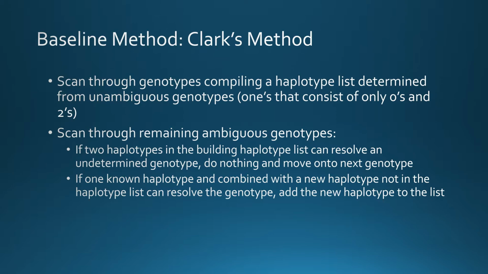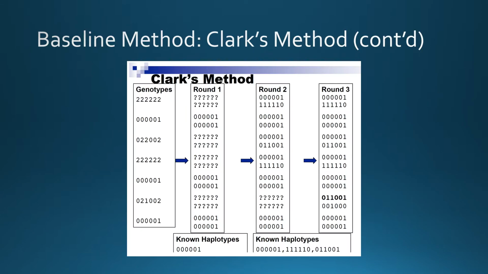If one of the known haplotypes, combined with a new haplotype that's not in the haplotype list, can resolve the genotype, then we add that new haplotype to the list. Iterating through this, we can find a list of haplotypes that correspond to the input genotypes. This is a more visual breakdown of how Clark's method works.